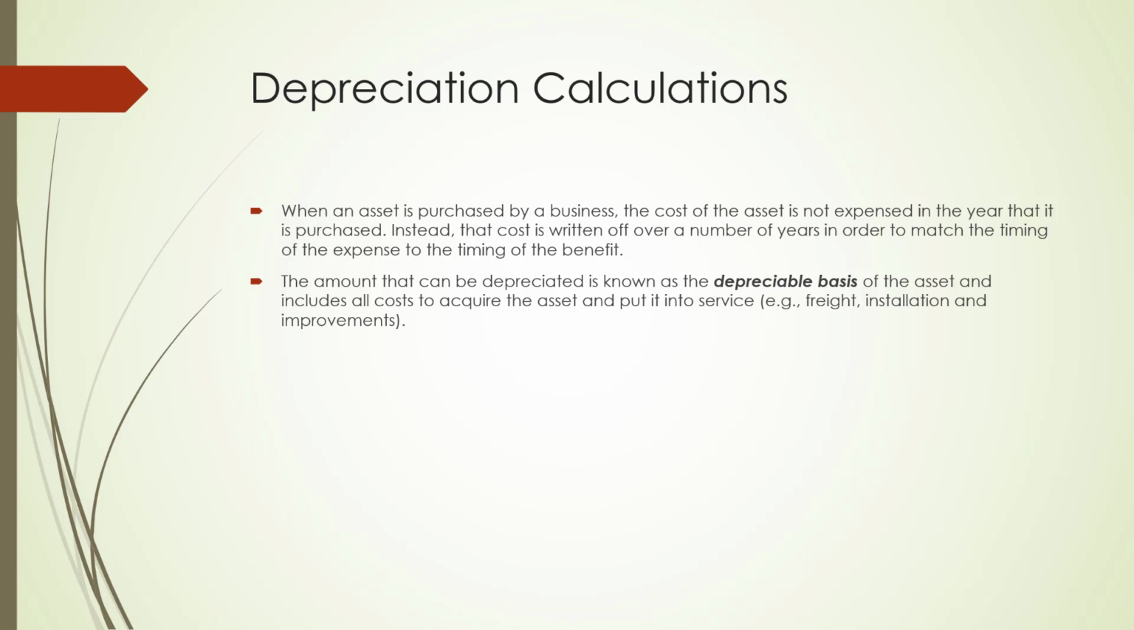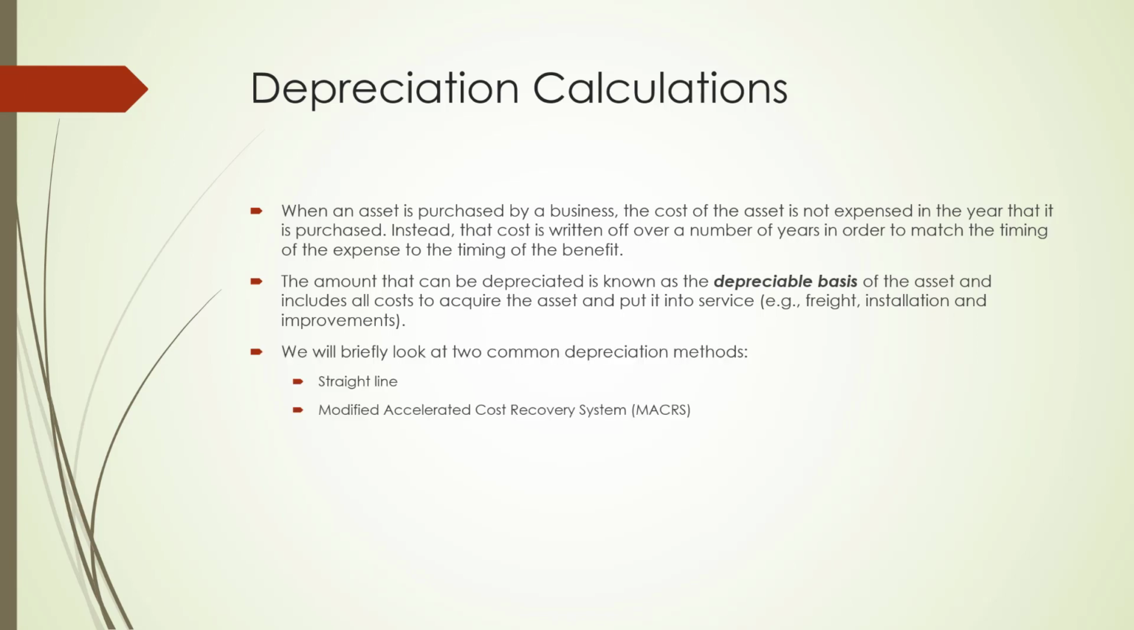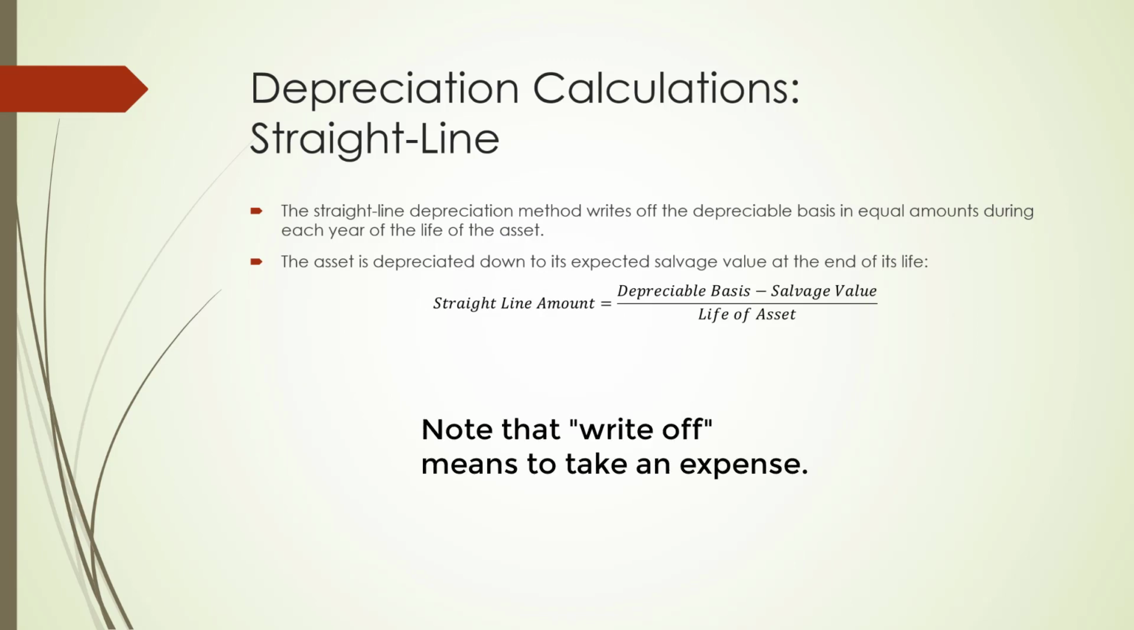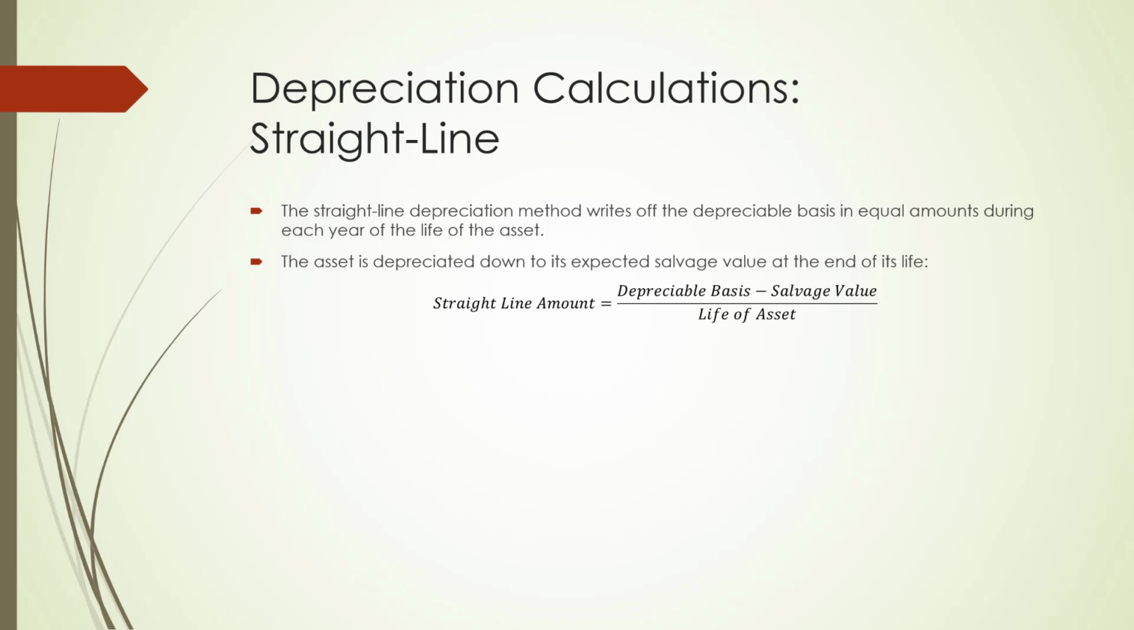The amount that we're allowed to depreciate is known as the depreciable basis. So basically, this is the cost of the asset plus any shipping and installation charges that we might have associated with it. So we're going to look at two depreciation methods. First of all, straight line depreciation simply writes off an equal amount each year of the life of the asset. In this method, what we do is we take the depreciable basis minus the expected salvage value and divide that by the life of the asset.